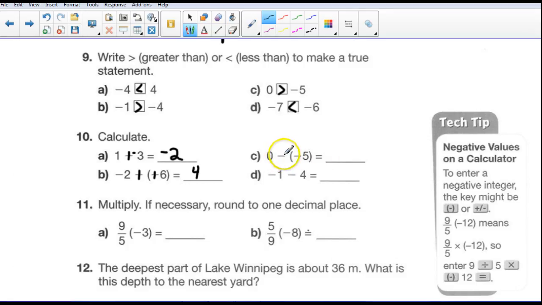0 subtract -5. When we subtract a negative, we can just say that's the same as adding a positive. So this is 0 plus 5, and 0 plus 5 is just 5.